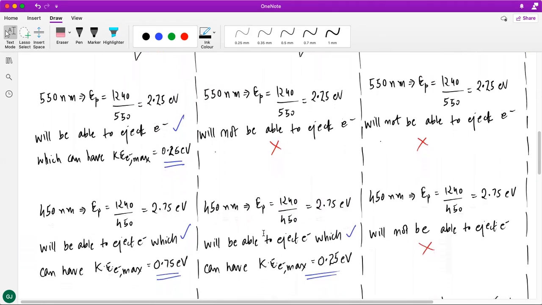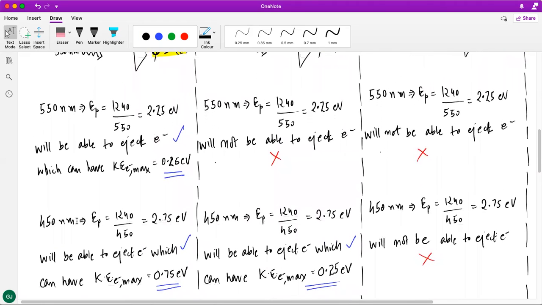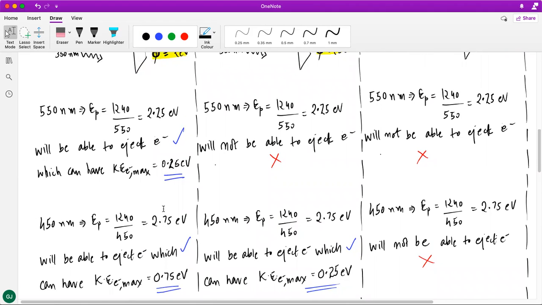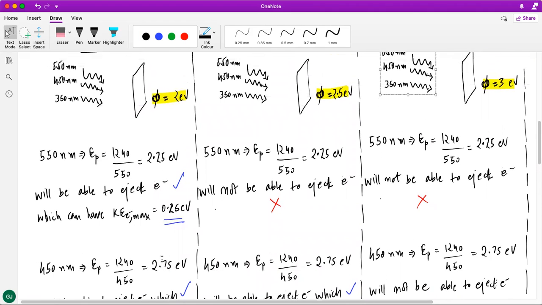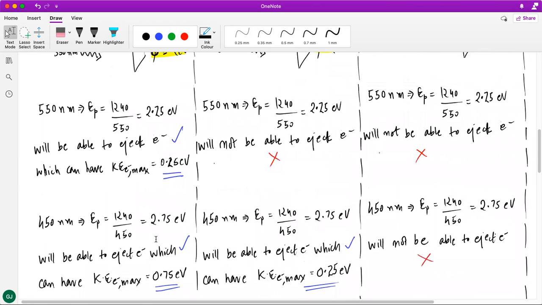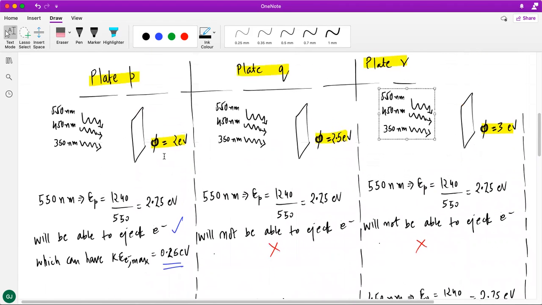Now let's talk about the 450 nanometer radiation. So we calculate the energy of the 450 nanometer radiation. The energy of the photon comes out to be 2.75 eV, which again will be able to eject the electron from plate P with a max kinetic energy of 0.75 eV. Right? This corresponds to 2.75 minus 2. That is the energy of the electrons that can be ejected by the 450 nanometer radiation in case of plate P.